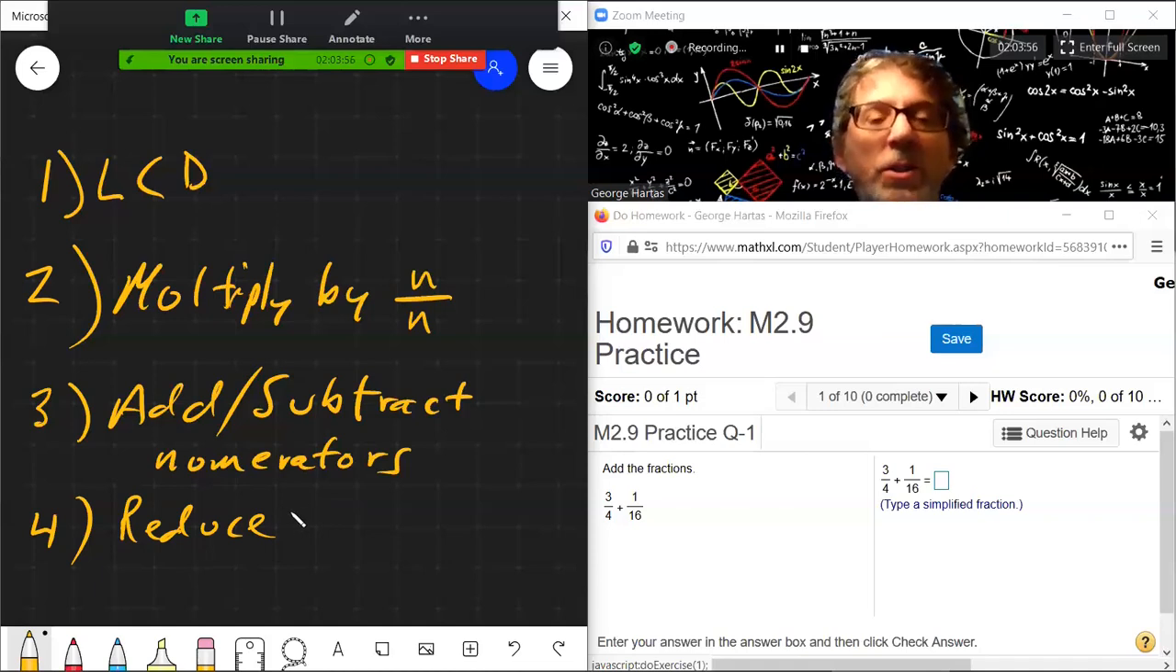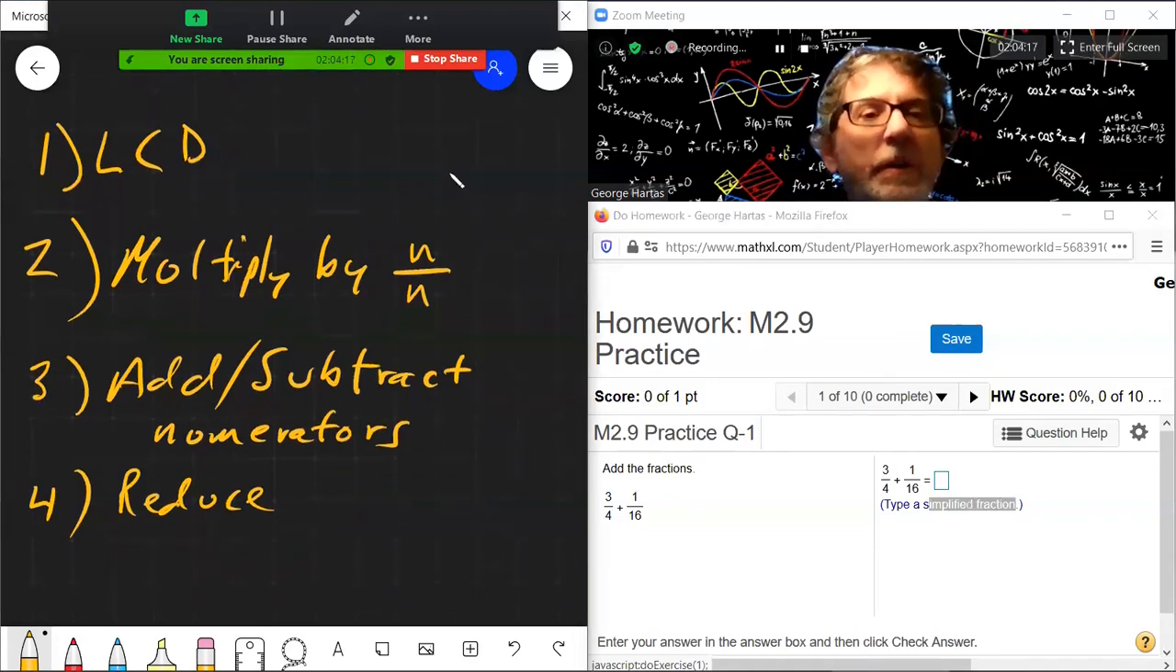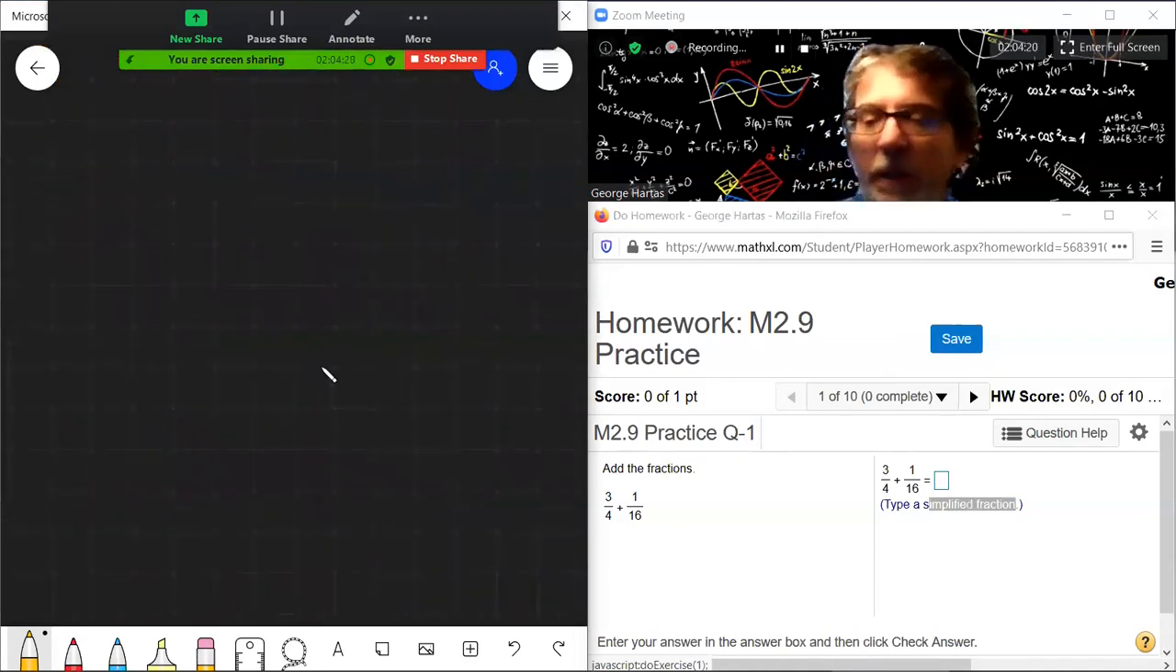Now, some fractions will not reduce, so don't try to reduce something that cannot reduce. But if it can, they expect you to reduce. See that? Simplified fraction. Reduce, that's what that means. All right, so with those 4 steps, we're going to do these problems here. All right, so we have question number 1.